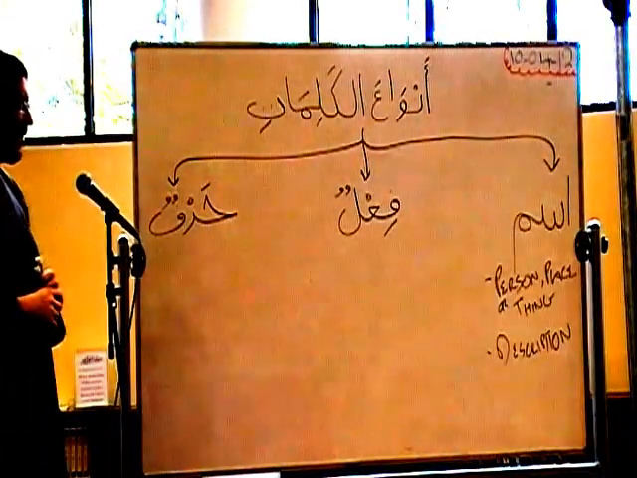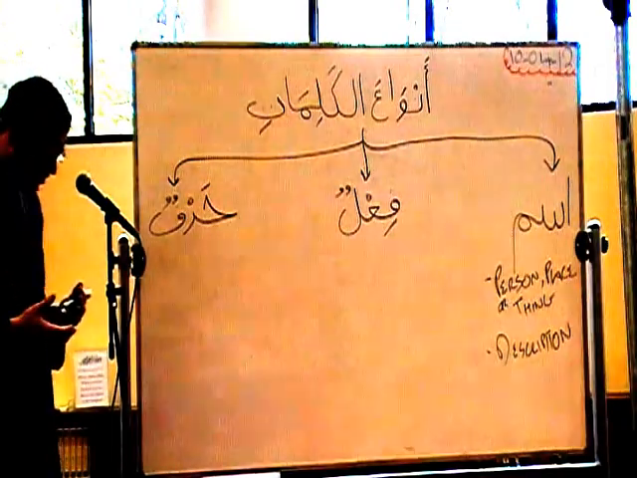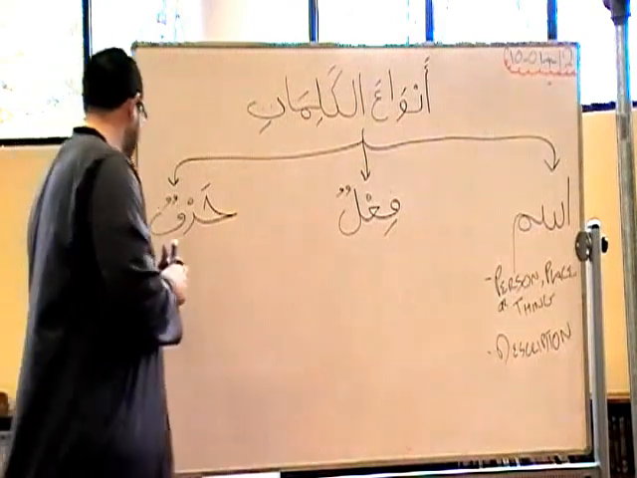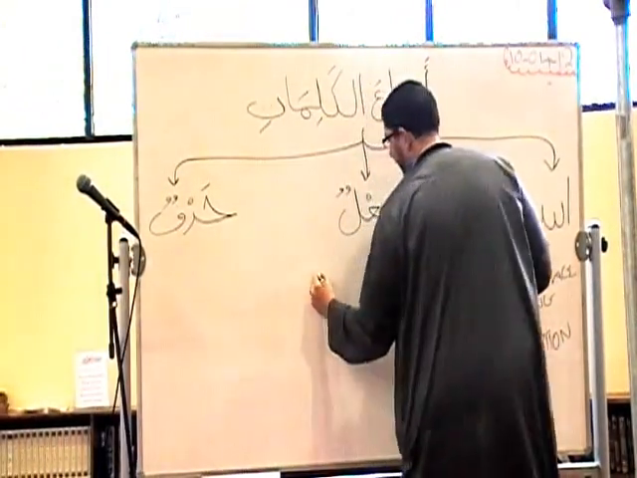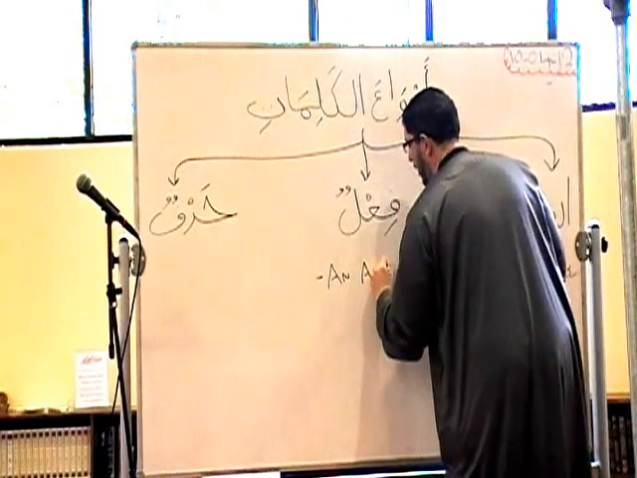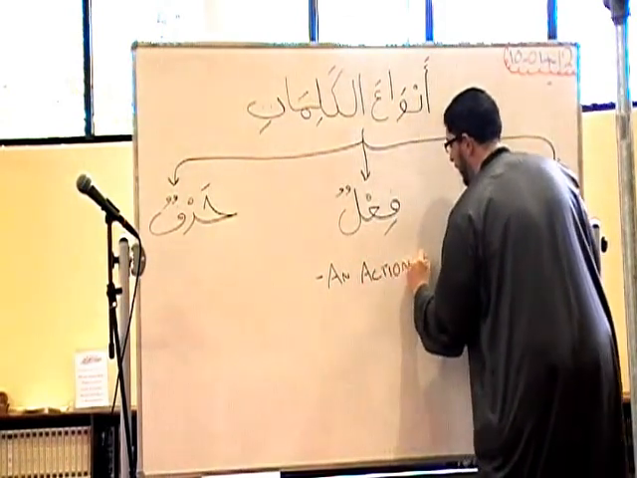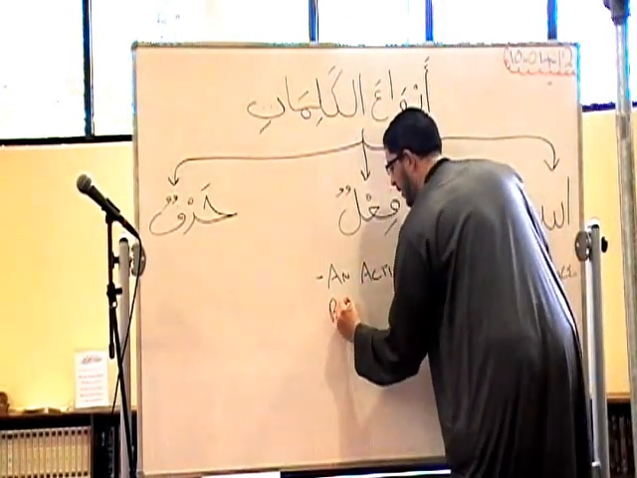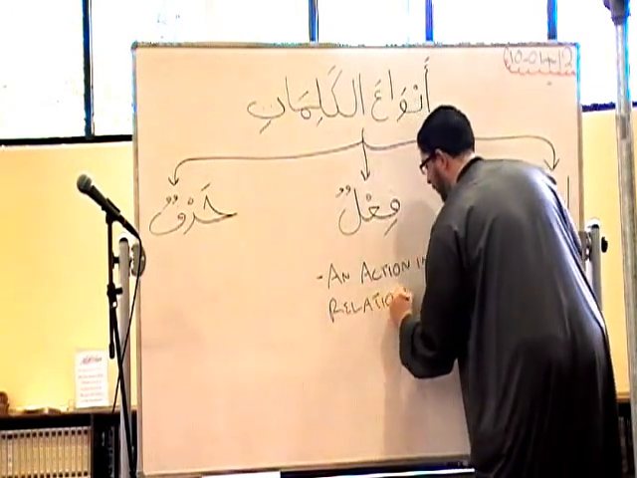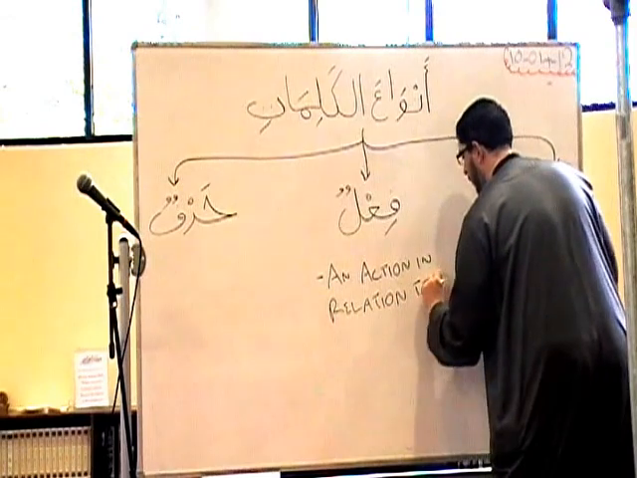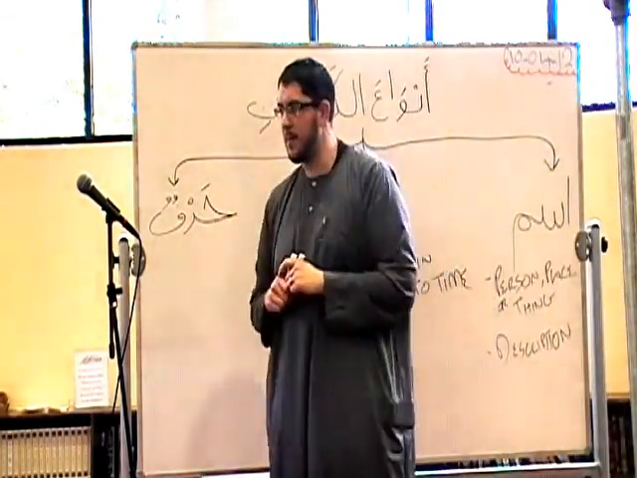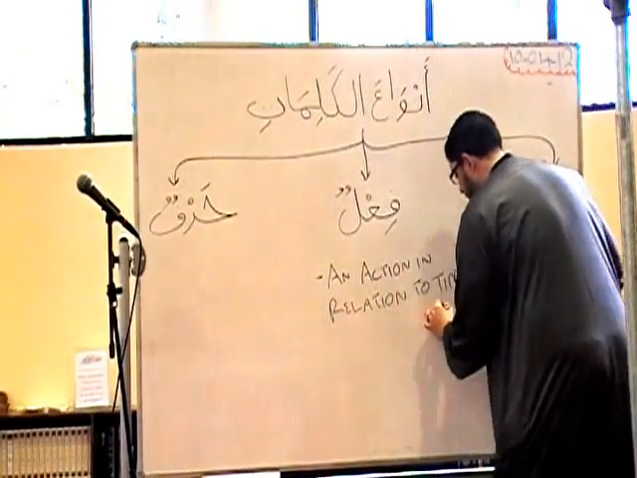The next is a fi'l. Fi'l is an action in relation to time. An action in relation to time. Okay? So, what do I mean by that? It can be past, present, or future.